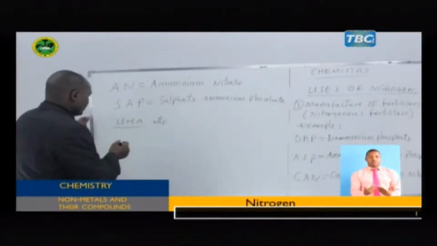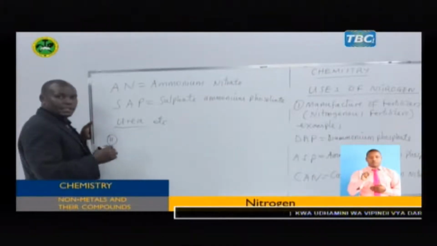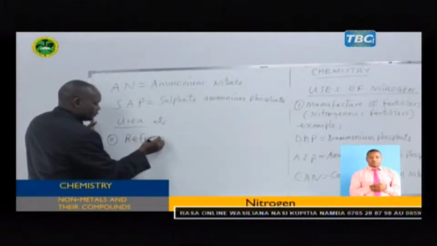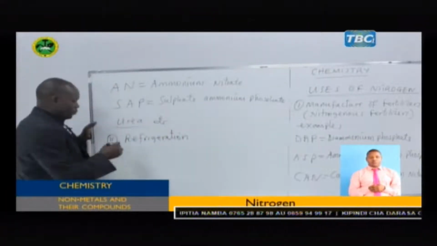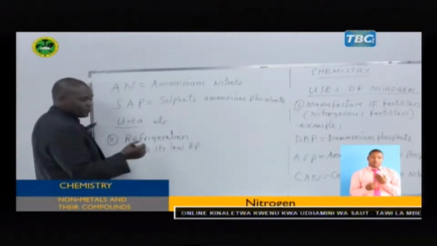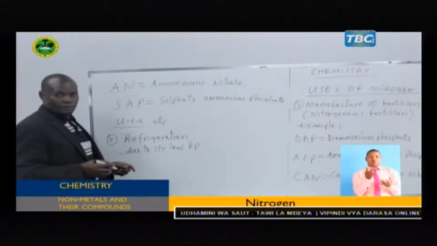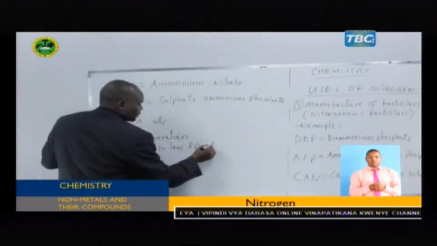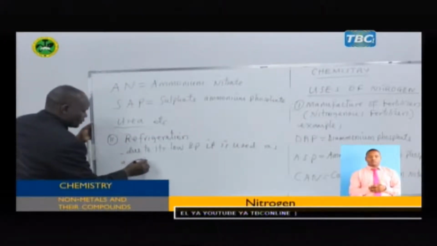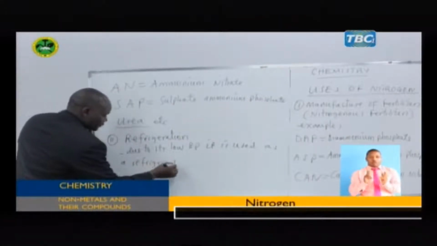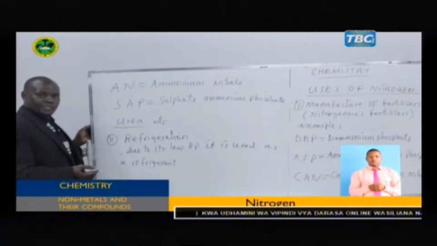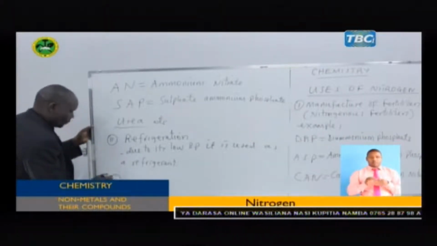Another application or use of nitrogen is that it is used as a refrigerant in refrigeration, and this is due to its low boiling point. The boiling point of nitrogen is about negative 196. So due to its low boiling point, it is used as a refrigerant, for cooling purposes.